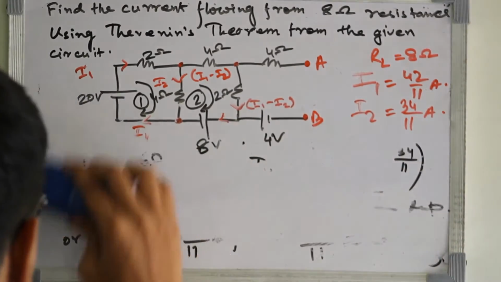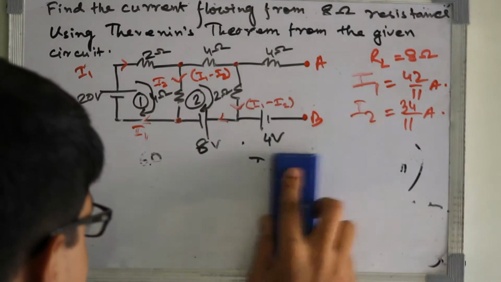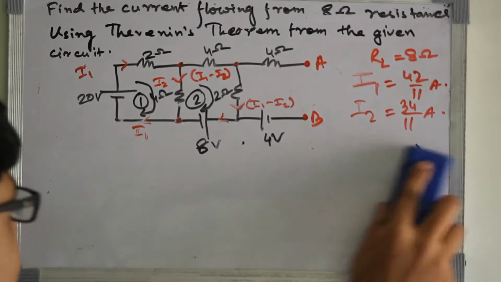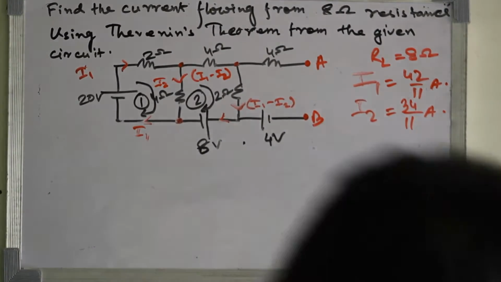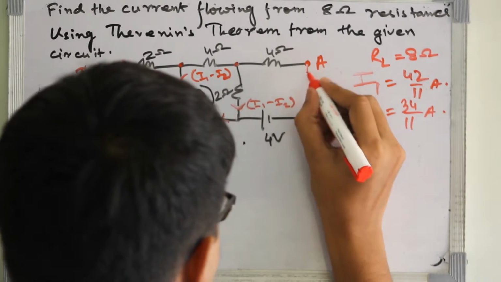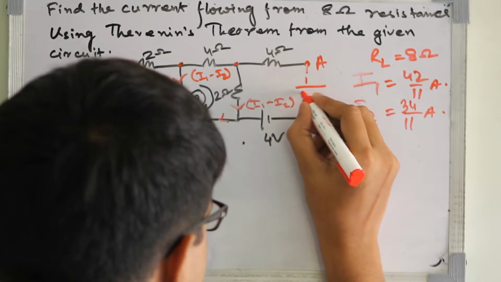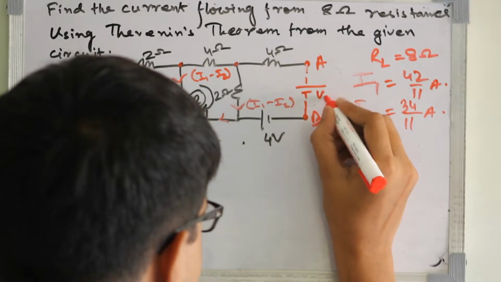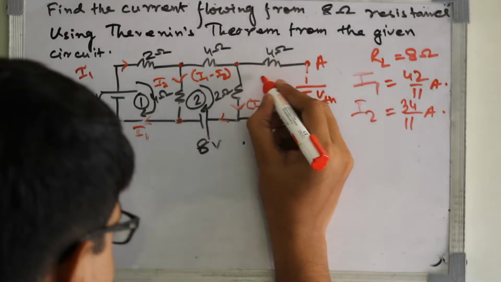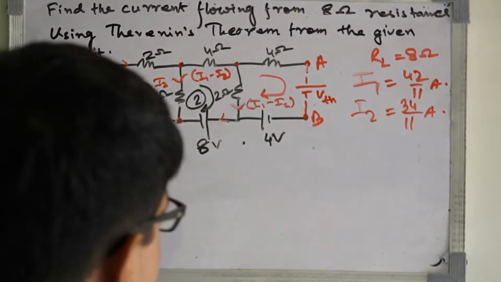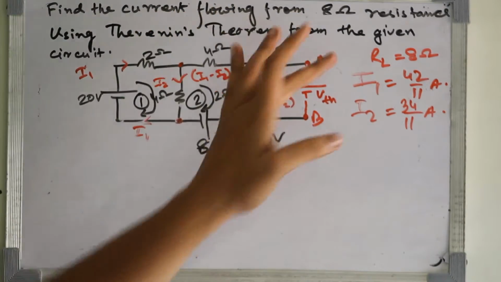Now in the next step we have to find what is VTH. To find VTH we have to draw a voltage circuit here, and this one is VTH. Now we are calculating using this mesh only. So no current is flowing from here to here.